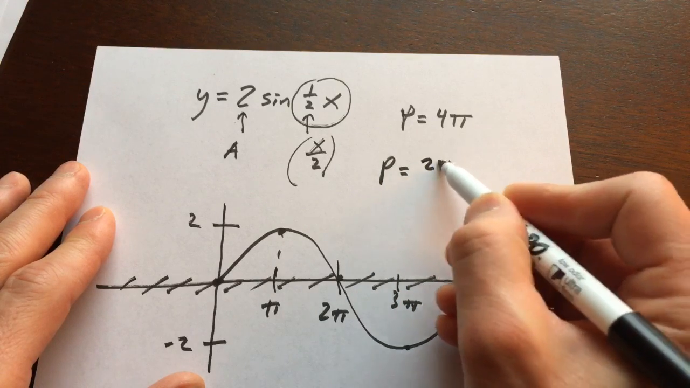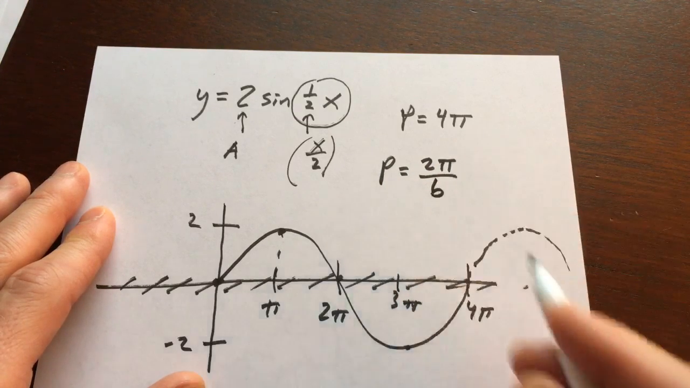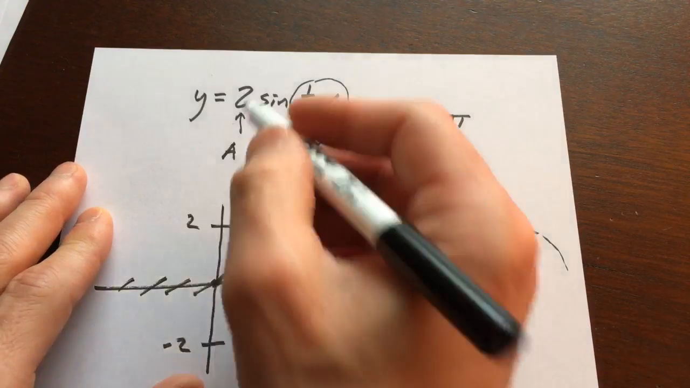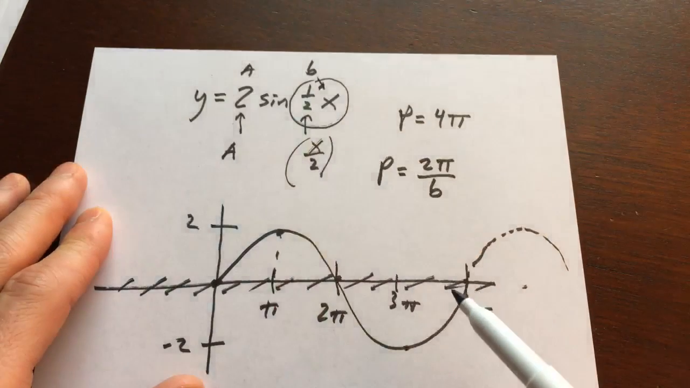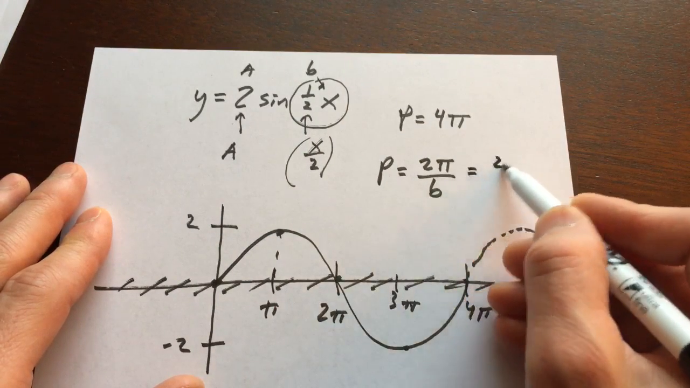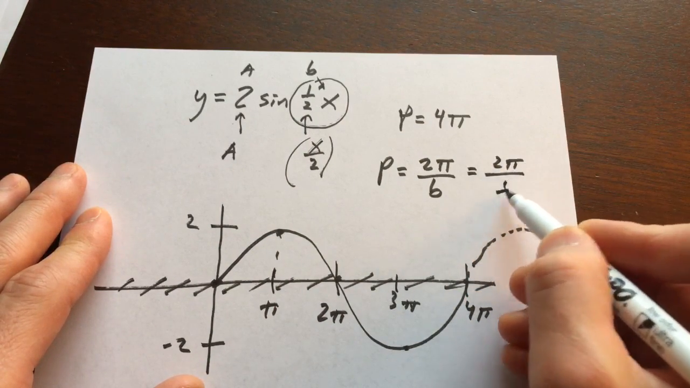You use this formula here. It's P equals 2 pi divided by B. Now, what's the B value? Well, we already talked about how this is the A value. The B value is the number that's right in front of the X. Okay, so in this case, it would be 2 pi divided by 1/2.